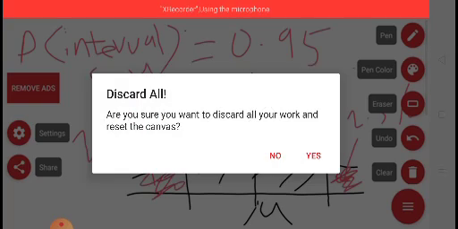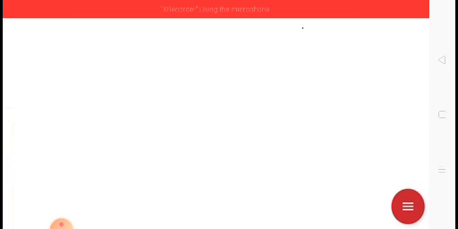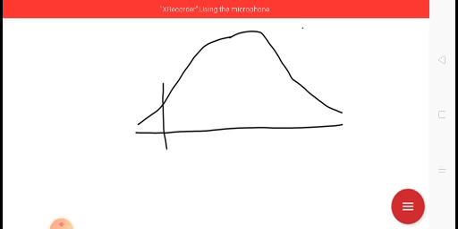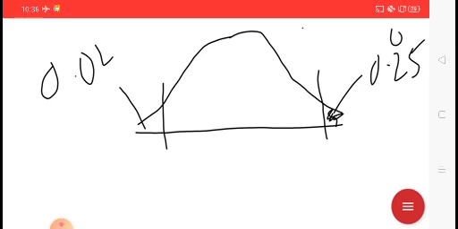Let me clear the thing first. Okay, so let's say I go back to draw the confidence interval curve. As I know just now, this side will be 0.025 probability, and 0.025 on the other side because they are symmetrical, right?